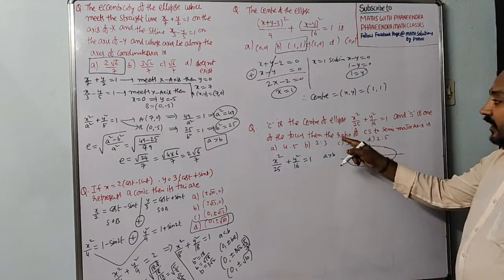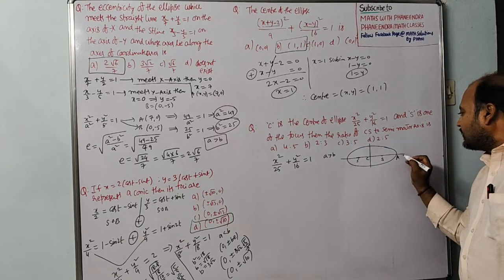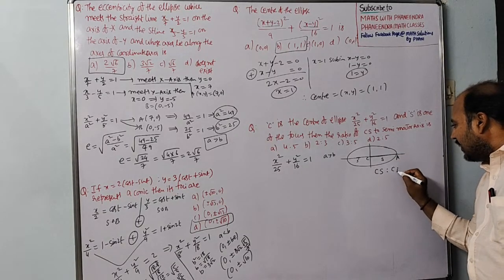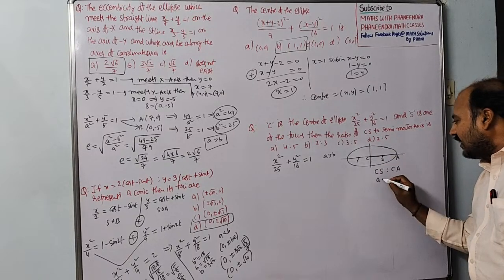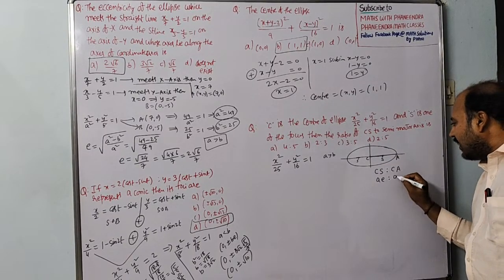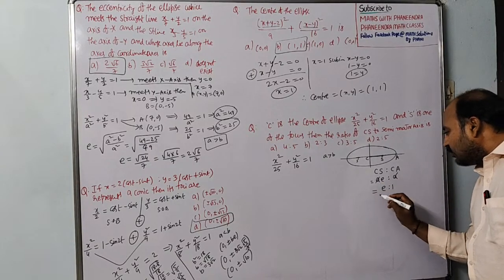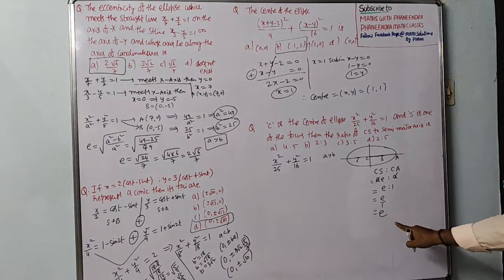And the ratio of CS and the semi-major axis. Semi-major axis means what? CA. CS is to CA. What is CS? Distance from focus to the center is AE. Is to CA means A. A get cancelled. e is to 1. That means what? e by 1. e by 1 means indirectly they are asking to find the eccentricity only, no?